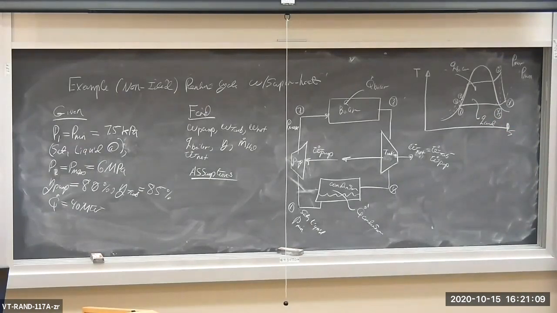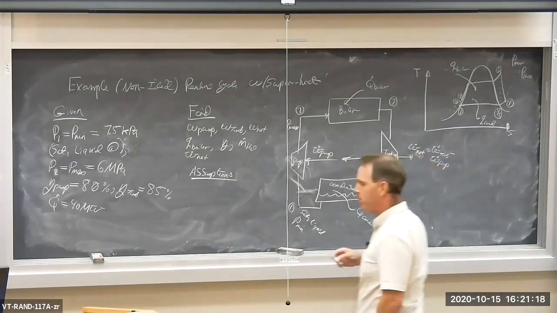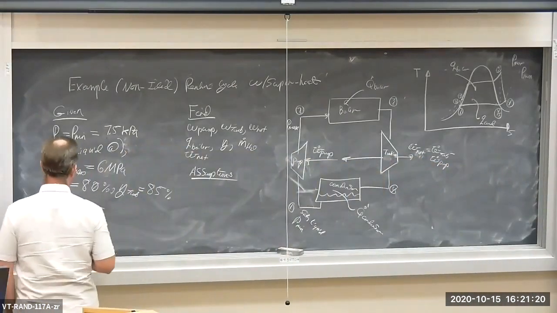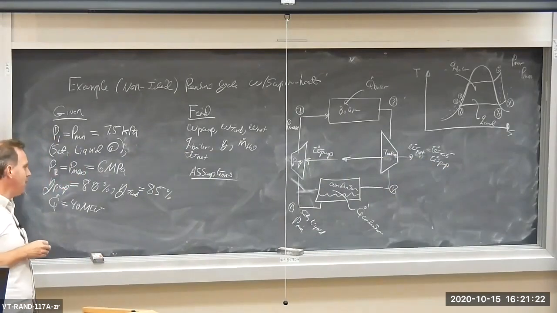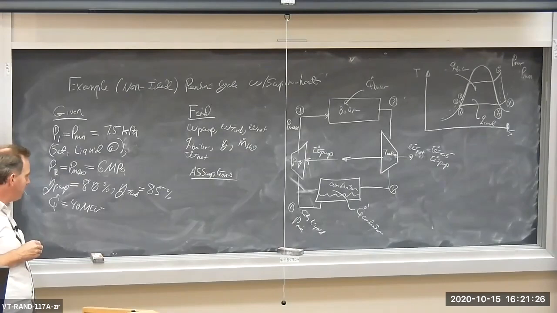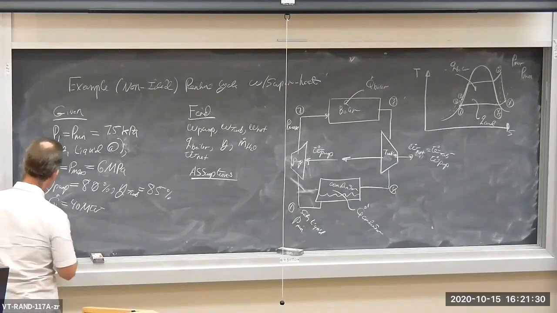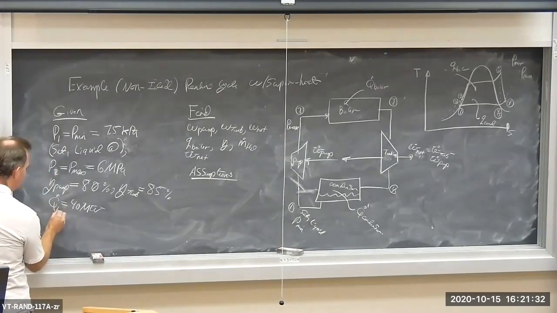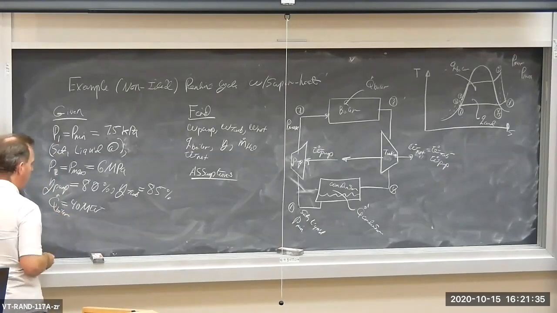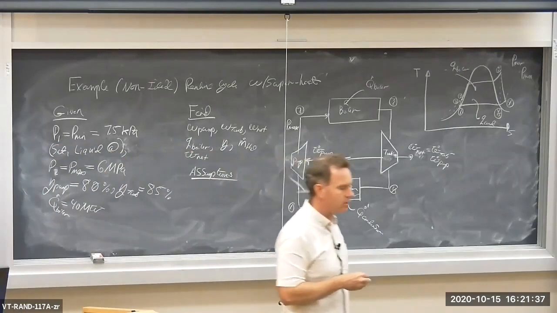Maximum pressure is 6 megapascals, and then we have pump isentropic efficiency of 80%. So the pump is not reversible. Isentropic efficiency of the pump is 80%. The isentropic efficiency of the turbine is 85%. And the total heat transfer into the cycle from the boiler to the boiler is 40 megawatts.